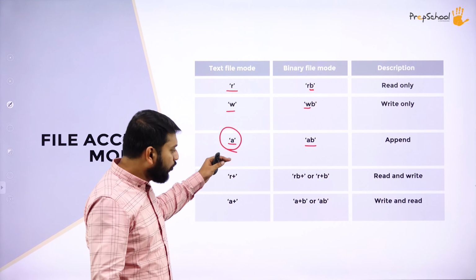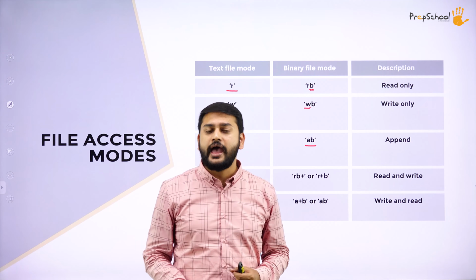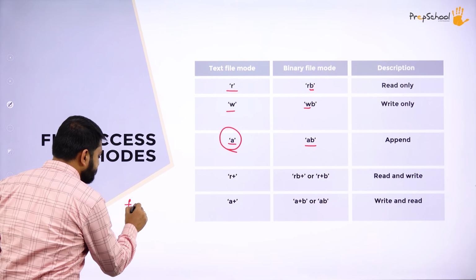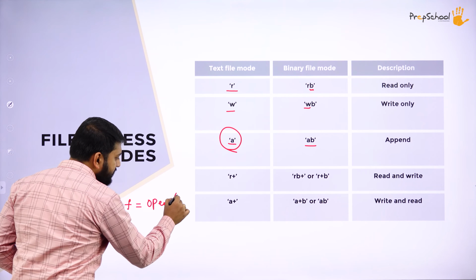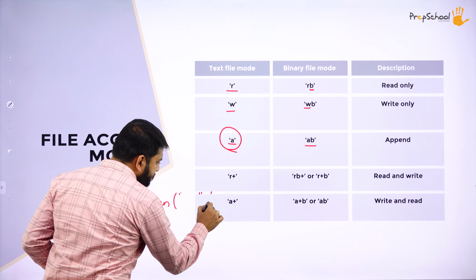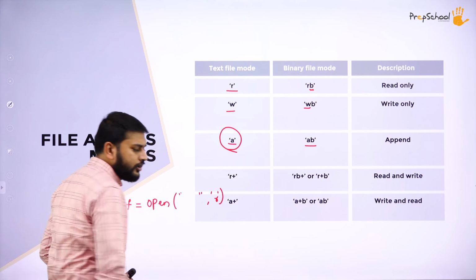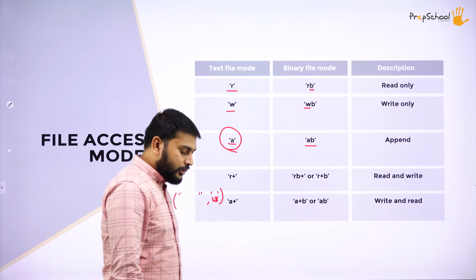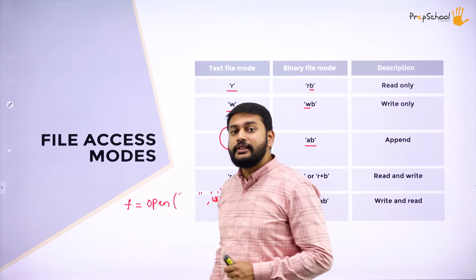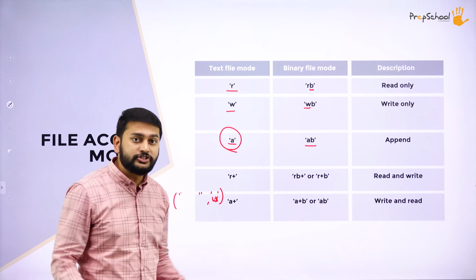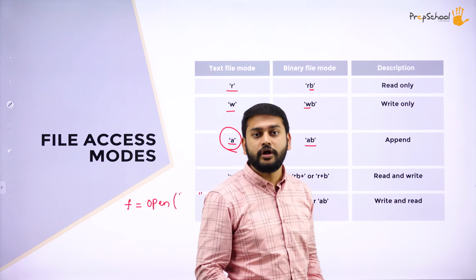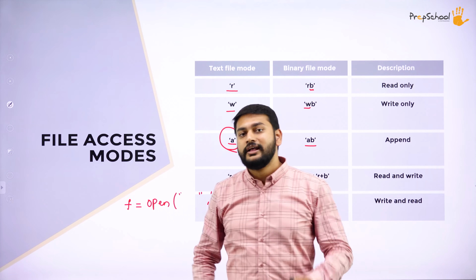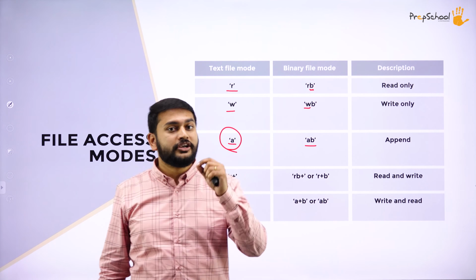Guys, before moving to the next mode, you should understand, suppose I have a file opening statement, for example, let's imagine f is equal to open, and inside this I give some file path and I try to open the file in the write mode. Suppose that file is not there, what will happen? I'm trying to open a file which is not there in the write mode. In that case, it will create a new file. That is what you need to understand.